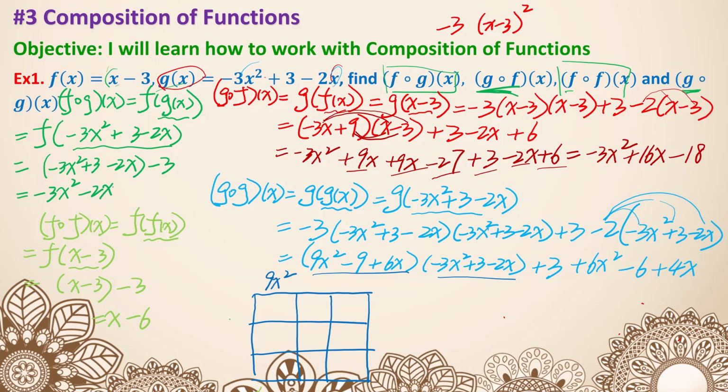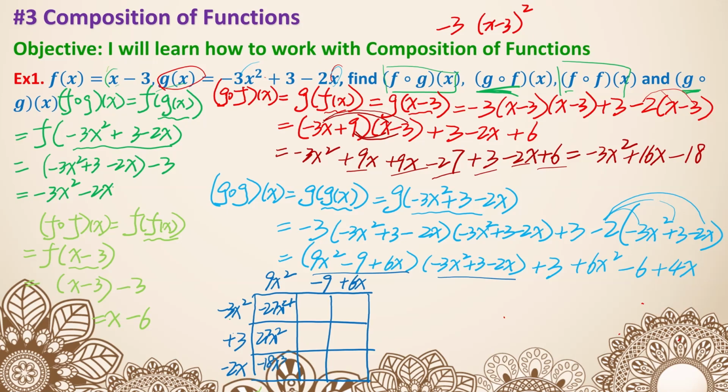So I have 9x squared, negative 9, and a positive 6x. Negative 3x squared, positive 3, and a negative 2x. Let's multiply negative 3x squared times 9x squared. So negative 27x to the 4th power. 3 times 9x squared, 27x squared. Negative 2x times 9x squared is a negative 18x cubed.